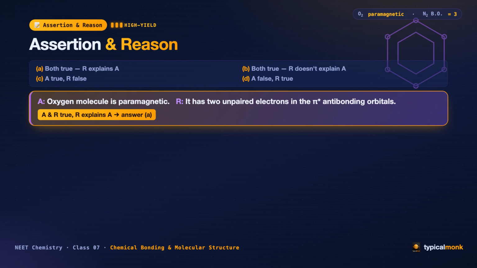First one. Assertion: the oxygen molecule is paramagnetic. Reason: it has 2 unpaired electrons in the pi star antibonding orbitals. Check each on its own. Is the assertion true? Yes, oxygen is paramagnetic. Is the reason true? Yes, 2 unpaired pi star electrons. And does the reason explain the assertion? Perfectly. The unpaired electrons are the very cause of the magnetism. Both true. Reason explains. Option A.